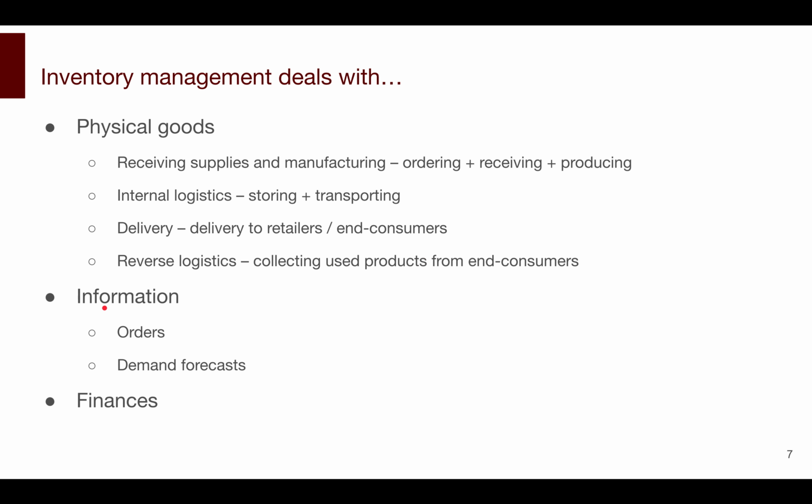This includes information, so of course order information, like send me 7 units or 20 units. So how much does your customer want you to deliver to them? And sometimes you also want to collect information from your customers to help you make a better demand forecast. So how do you collect this information from retailers or consumers to have better forecasts of demand? And finally, finances: how do you receive payments, or how do you pay your suppliers, and so on.